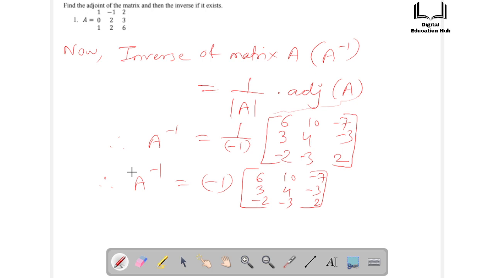We can proceed with this method for any square matrix for which we can find the inverse. Your first step would be to check the determinant. If the determinant is non-zero, then we can say that the inverse would exist. After that we can proceed with this method and try to find the inverse.